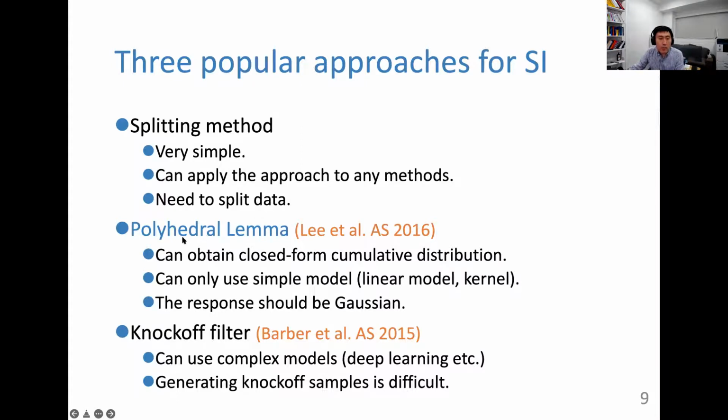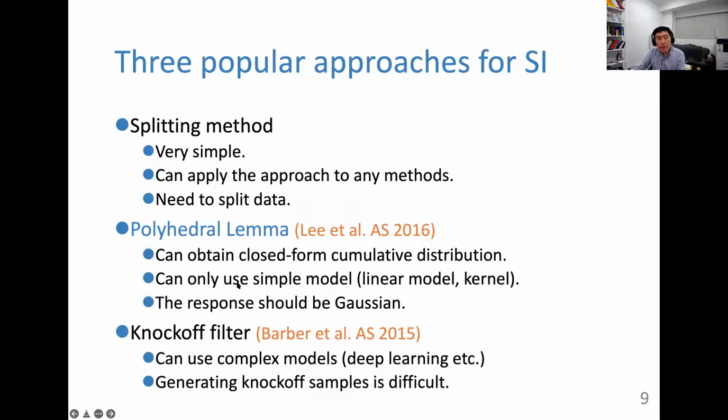So another approach is based on the polyhedral lemma. This was proposed in Lee et al., Annals of Statistics 2016. This one can obtain a closed-form cumulative distribution, because for hypothesis testing the p-value is important. If we have a cumulative distribution, then we can do the hypothesis testing. So this is very nice.